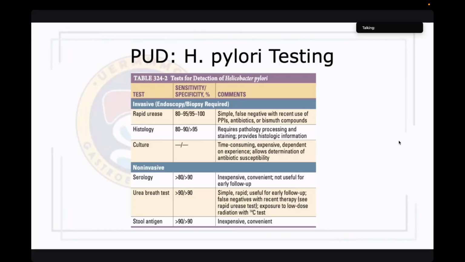More importantly, these two tests, again, urea breath test and stool antigen test, are the best options to check for eradication of H. pylori. So after treatment with antibiotics and PPI, we can check after several weeks if the H. pylori has been eradicated using H. pylori stool antigen test or urea breath test.